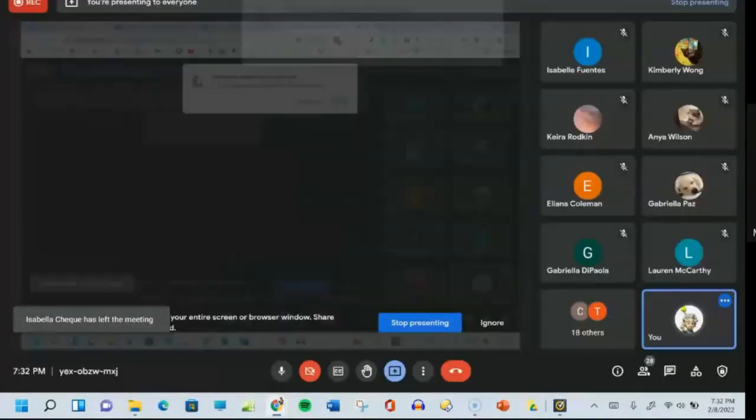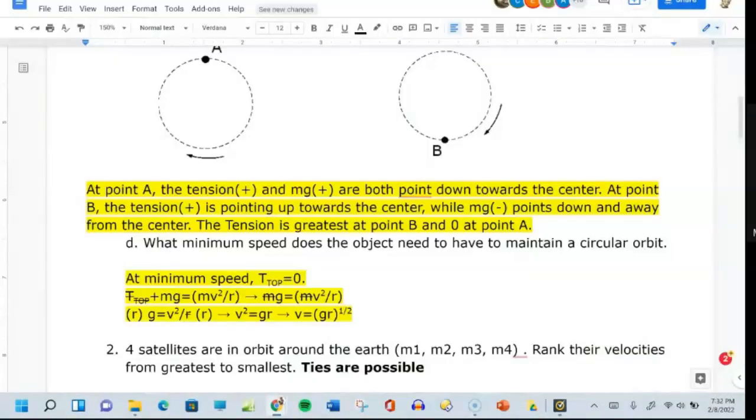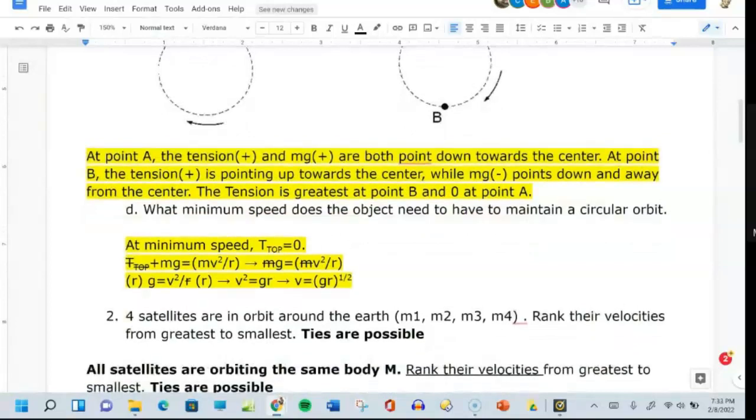Okay. What about the minimum speed? Well, you worry about speed at the top, obviously. If you were swinging a weight in a vertical circle, you're really going to especially worry about it at the top. That's at the minimum speed. There's no tension at the top.